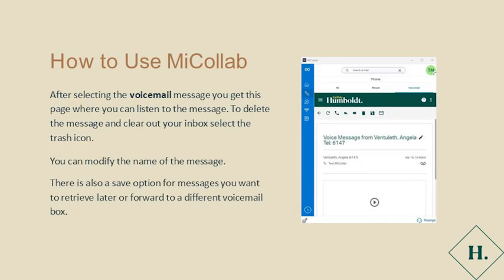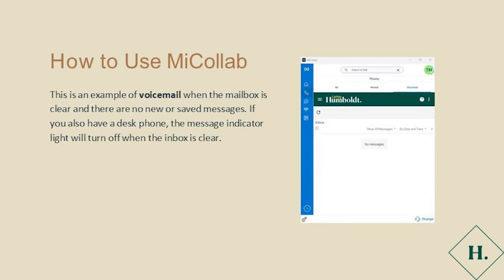After selecting the voicemail message, you get this page where you can listen to the message. To delete the message and clear out your inbox, select the trash icon. You can modify the name of the message. There's also a save option for messages you want to retrieve later or forward to a different voicemail box. This is an example of voicemail when the mailbox is clear and there are no new or saved messages. If you also have a desk phone, the message indicator light will turn off when the inbox is clear.